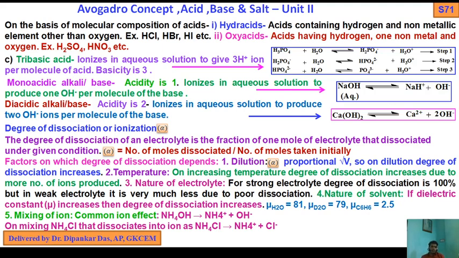Now come to monoacidic alkali or base. Monoacidic alkali or base: acidity is 1. It ionizes in aqueous solution to produce 1 OH minus per molecule of the base. As for sodium hydroxide, it gives Na plus plus OH minus.